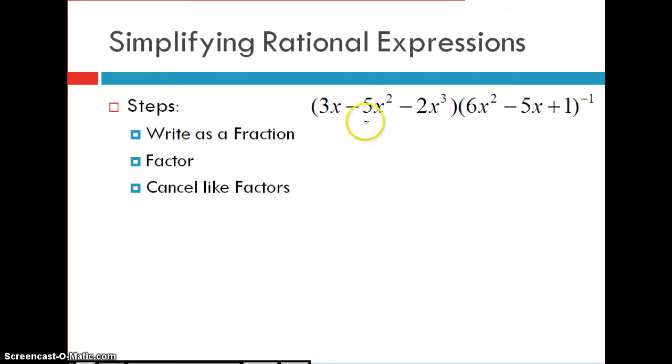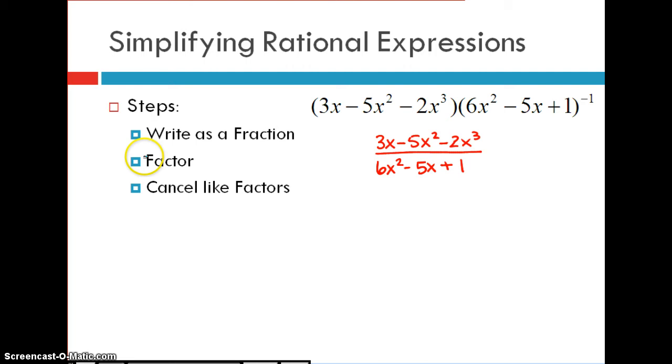Our next example is a little bit larger, but the first step again is write as a fraction. So when we look at this, we recognize that there's a negative 1, and we just went over our exponent rules in the previous video. And so when we see an exponent of negative 1, what that tells us is that that whole entire quantity, 6x squared minus 5x plus 1, can be written in the denominator. So now we have it written as a fraction.